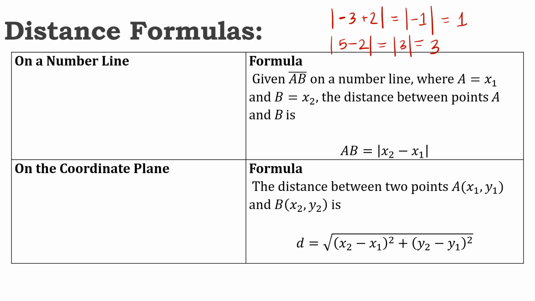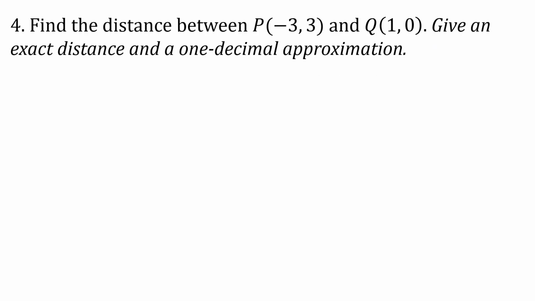All right, so let's use some of these formulas. Let me show you how they're used. We're starting with the harder one this time. It says find the distance between the points P and Q. P is the point -3, 3, and Q is the point 1, 0. And then it says give an exact distance. So that's going to be where we leave it in the radical, or we simplify the radical.